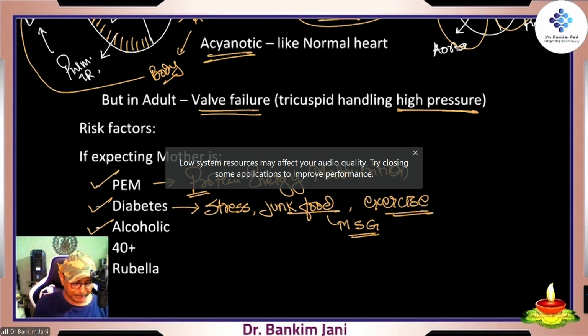Age more than 40 plus and rubella are high risk factors for any of the congenital heart disease. That's why it becomes a prime responsibility for every female to take very good care of her, and for a male to take care of our female.